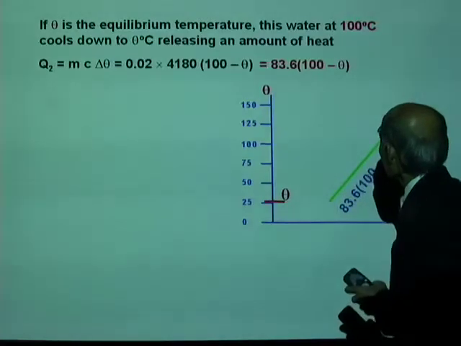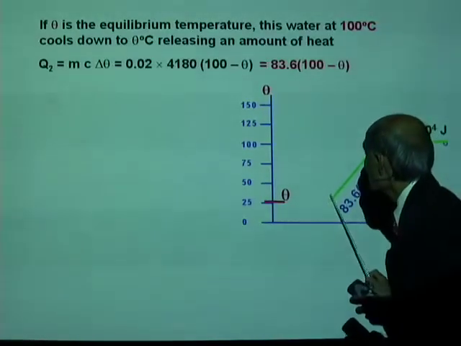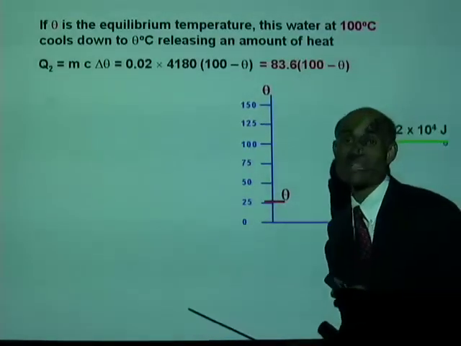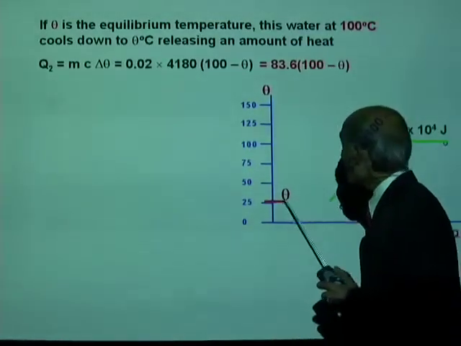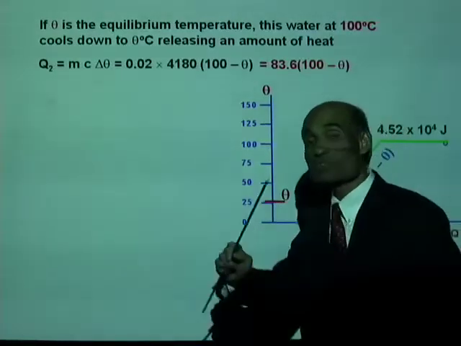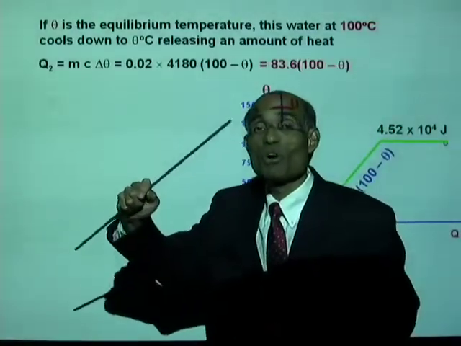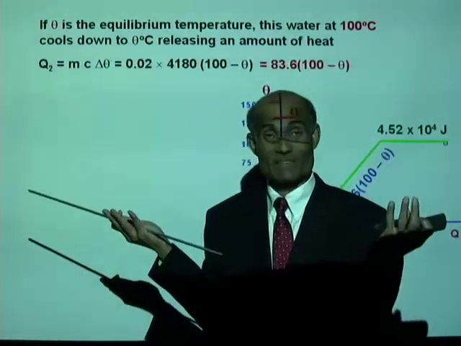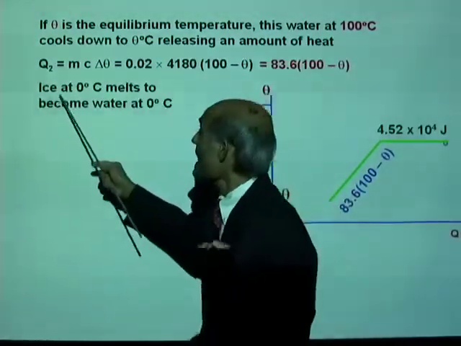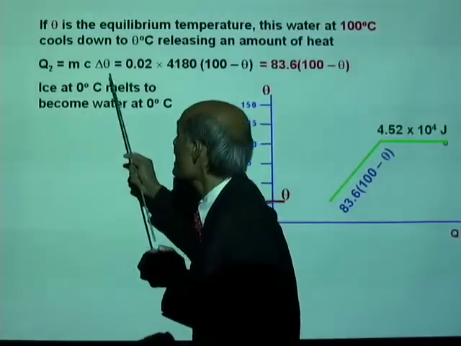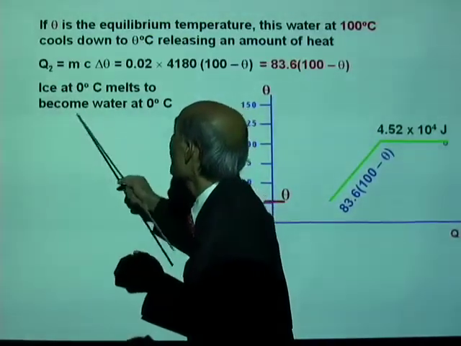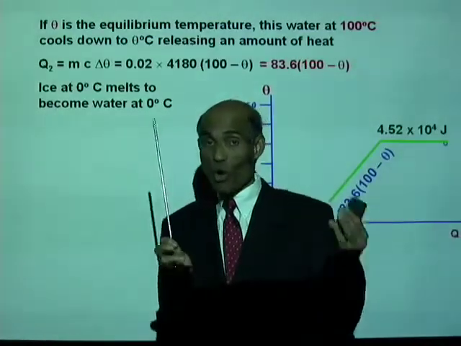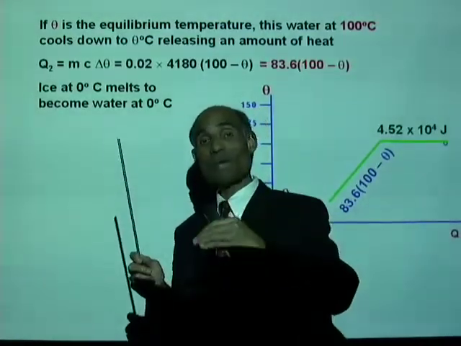And now, we have reached the equilibrium position from this side. Let's now start from the ice side. If the equilibrium temperature is greater than 0, we assume that all the ice has melted. Is that right? Let ice at 0 degrees Celsius melt to become water at 0 degrees Celsius. That is the first stage. All the ice first has to melt.